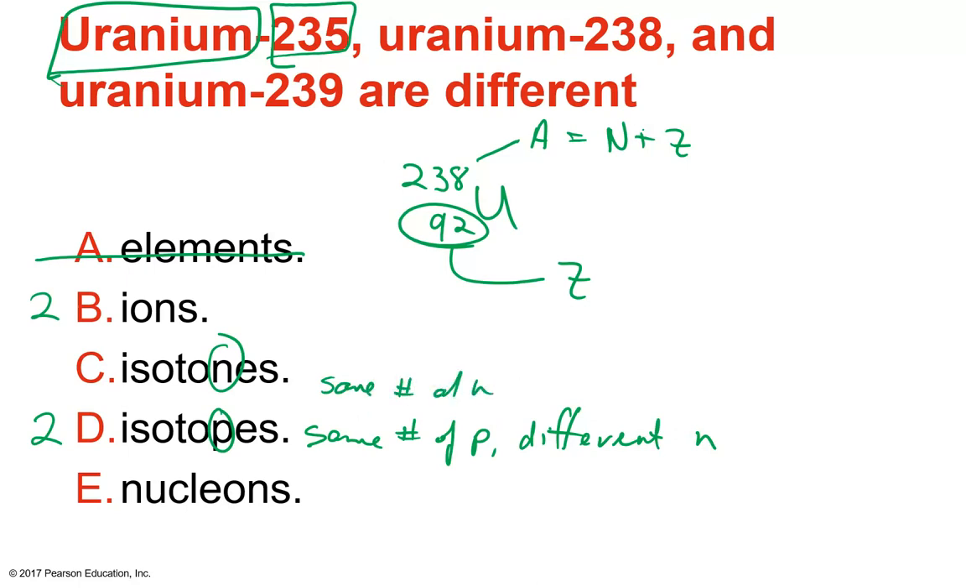So in this case, we have 92 protons in each case, but we have a different number of neutrons because the protons plus neutrons is changing. So they're isotopes.